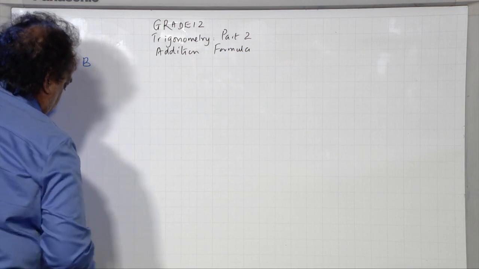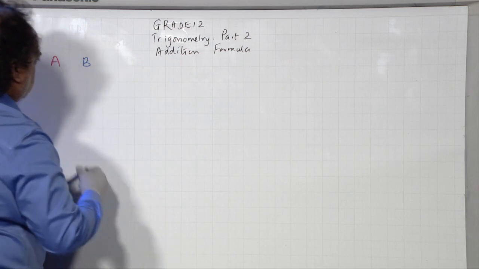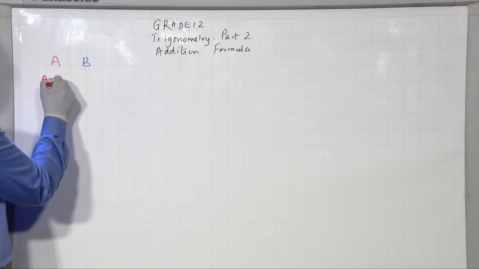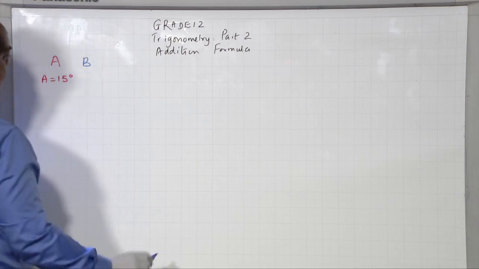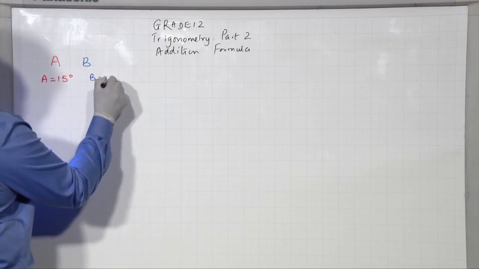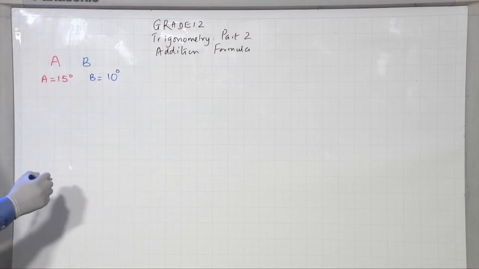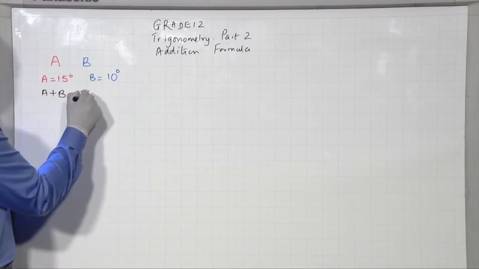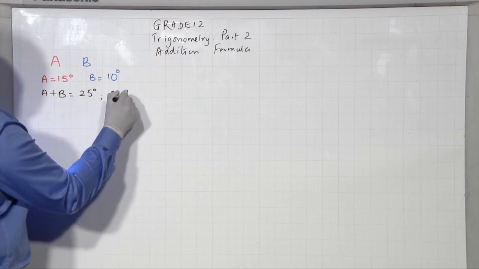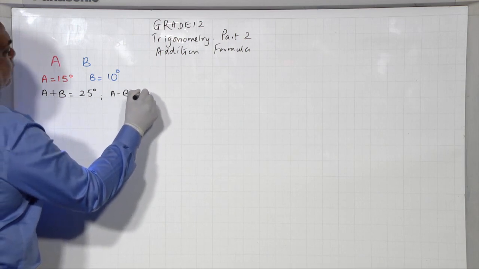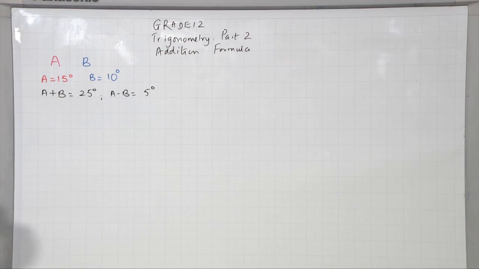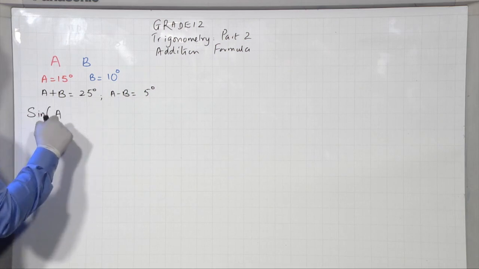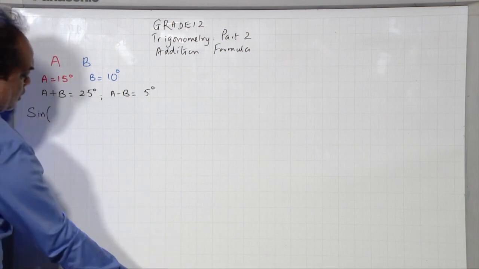So, if I ask you, for example, let's take an example: if A is 15 degrees and B is 10 degrees, then A plus B would be 25 degrees. A minus B would be 5 degrees. Now, what is sine of A plus B in terms of sine A and sine B?